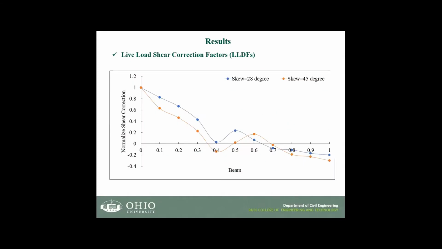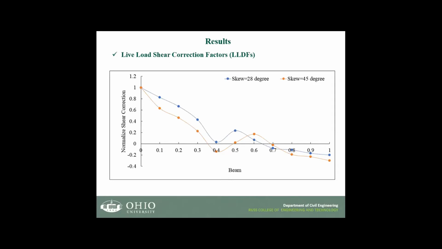So this figure shows how much the shear correction is along the exterior beam for the bridge with the skew angle of 28 and 45. And as said before, we use a maximum of 45 degrees because most of the states in the United States, like 80%, use 45 as the maximum skew angle.